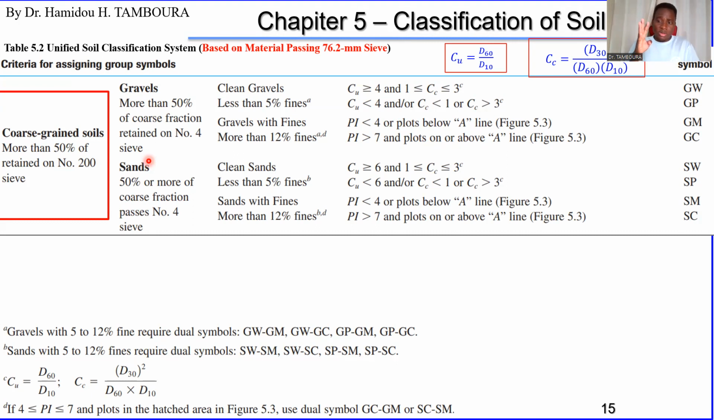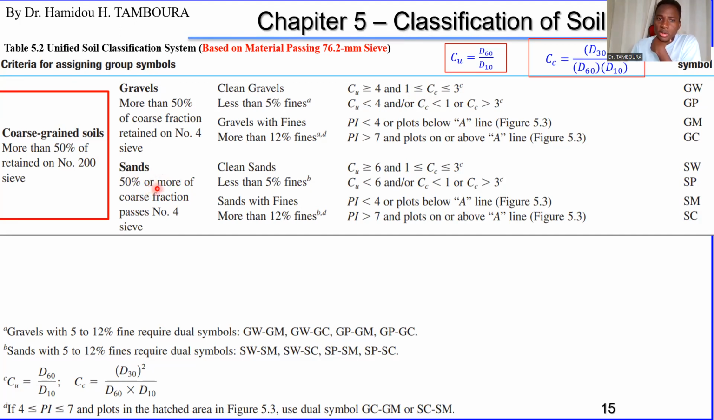If more than 50 is retained, then you have gravel in this sieve number 4. But if 50 or more is passing, this time not retained, passing the sieve number 4, then you have sand.